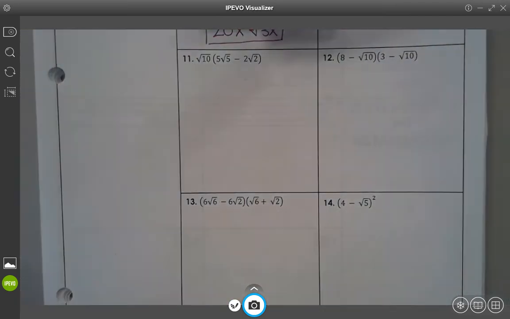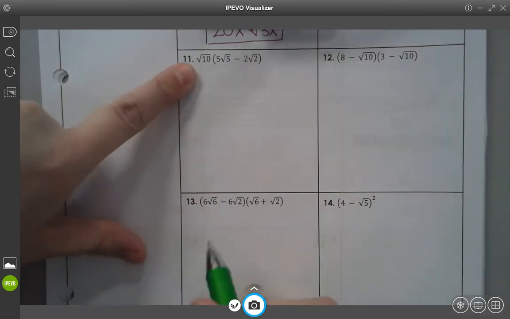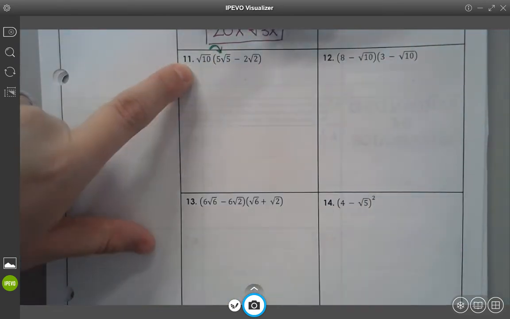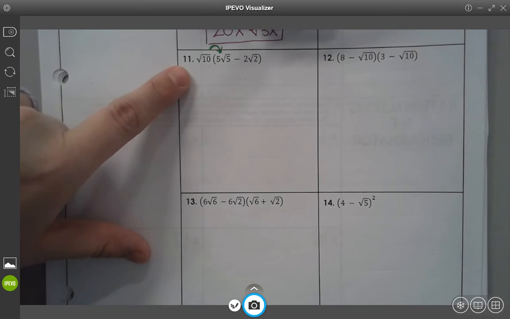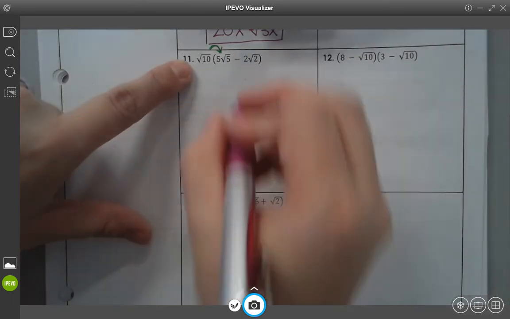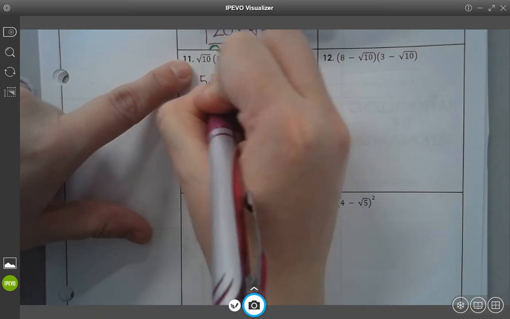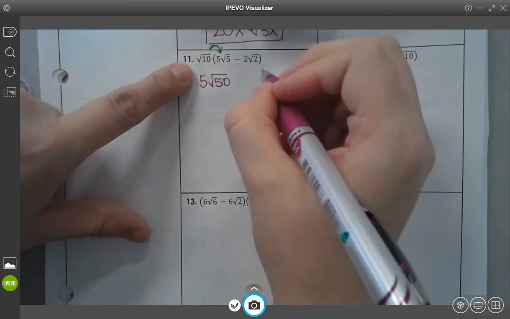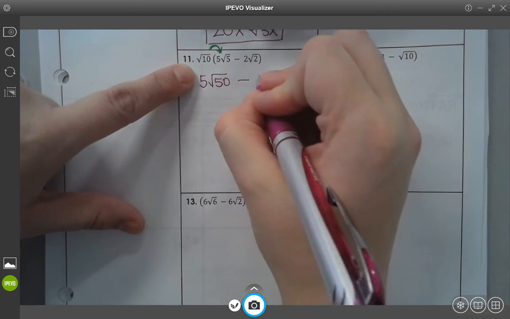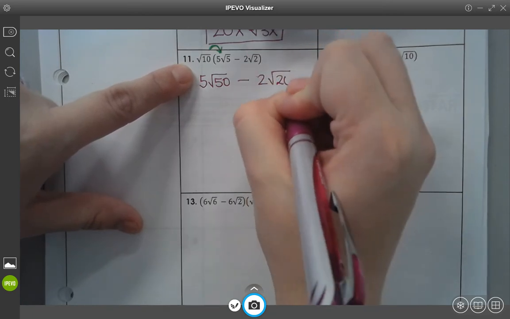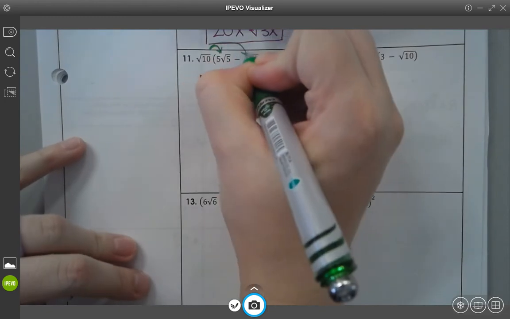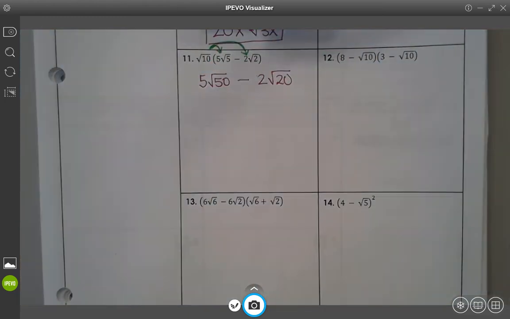Number 11, we're going to use the distributive property to multiply. So we're multiplying each of these by the square root of 10. So the first one, when I multiply by the square root of 10, I would get 5 square root of 50 minus 2 square root of 20. Questions on that?